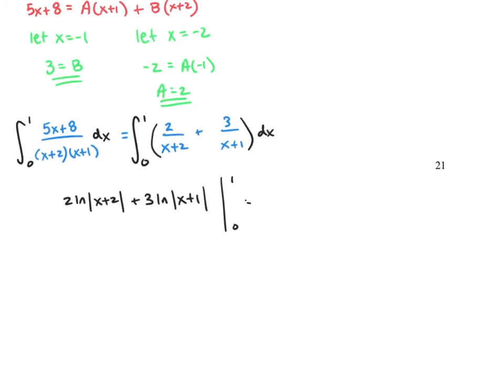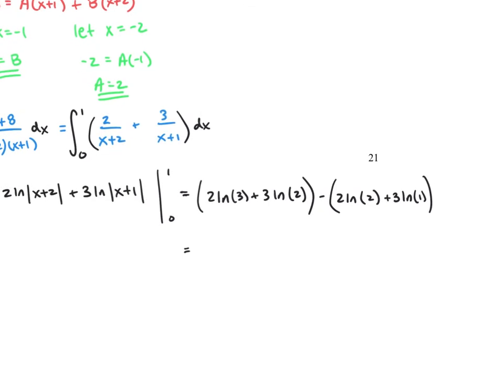So we have our upper value, which is going to be 2 times the natural log of 3, because I'm plugging in 1, plus 3 times the natural log of 2, because I'm plugging in 1, minus 2 times the natural log of 0 plus 2, so 2, plus 3 times the natural log of 1. All right, we need to simplify this down clearly to find our answer.